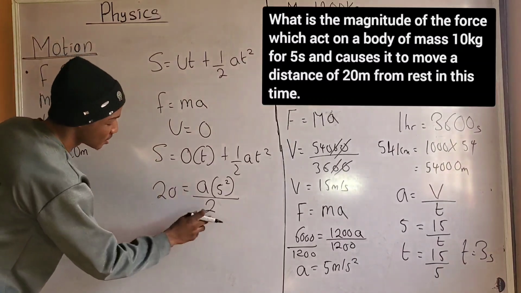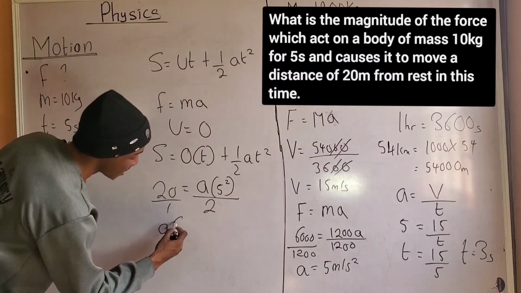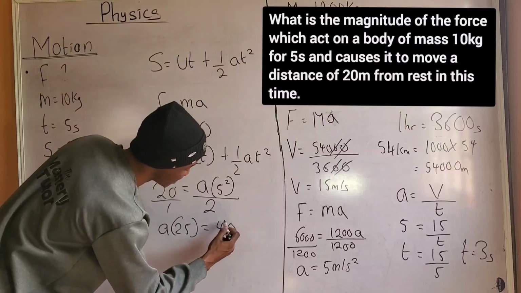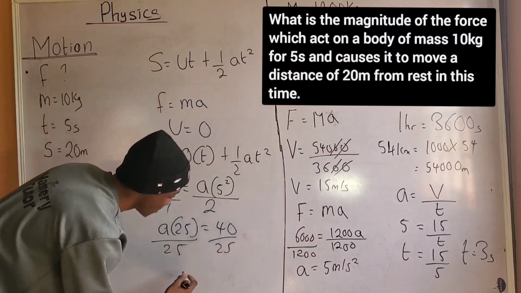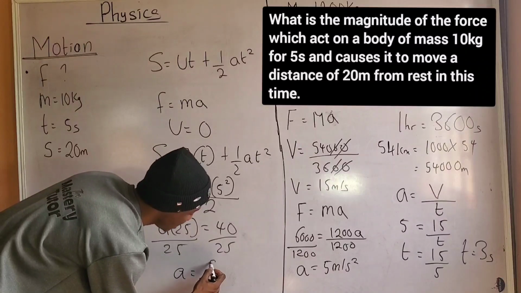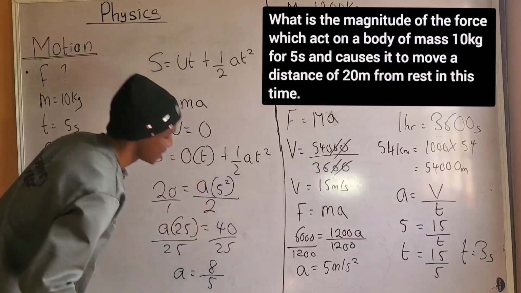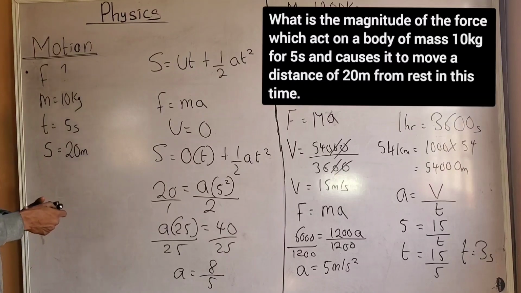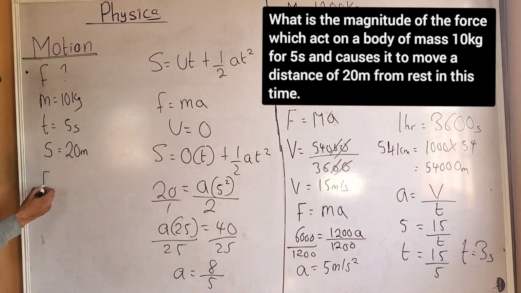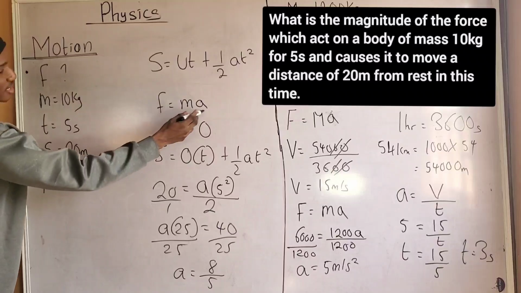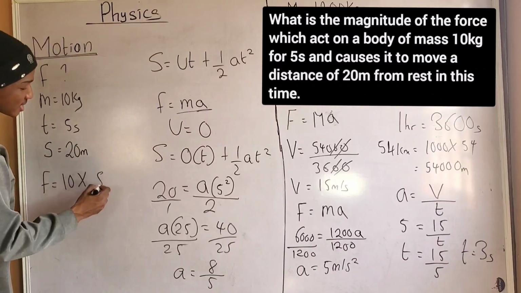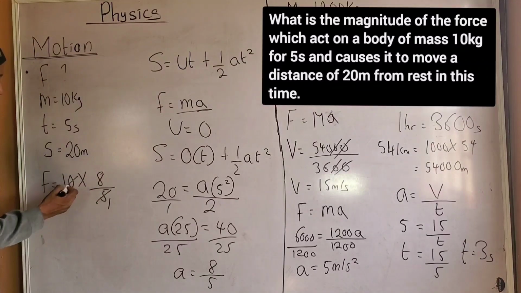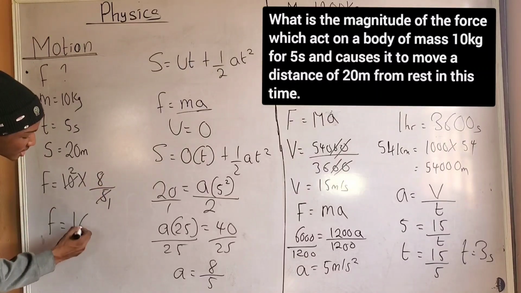20 times 2 is 40. So I'm going to have a multiplied by 25 equals 40, right? So dividing this over 25 and this over 25, a will be equal to 8 over 5. So having gotten the value of a as 8 over 5, we can calculate the force. The force is mass times acceleration, right? So mass is 10 kilograms, so I'm going to have 10 kilograms times acceleration, which is 8 over 5. 5 here 1, 5 here 2. The force will be equal to 2 times 8, which is 16. So that will be 16 Newtons.